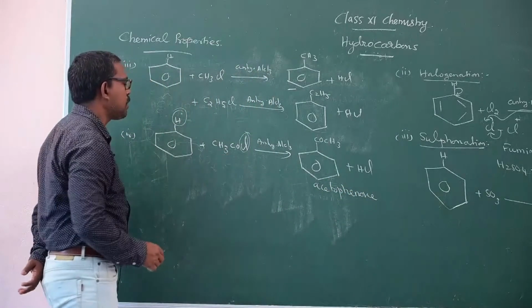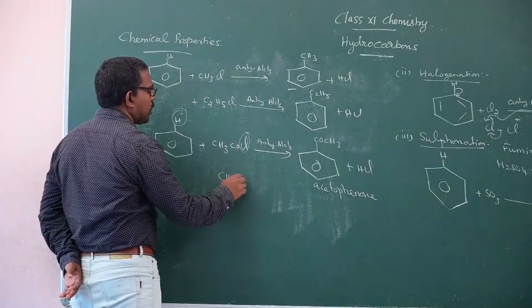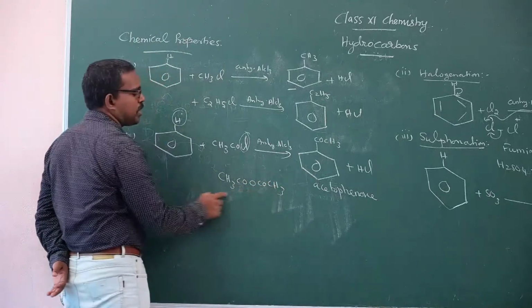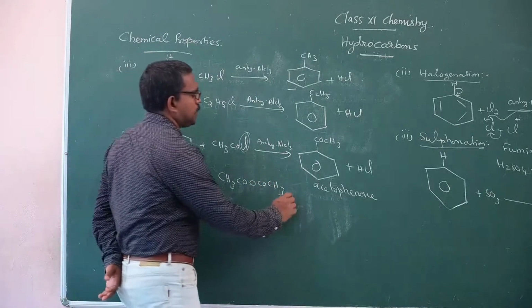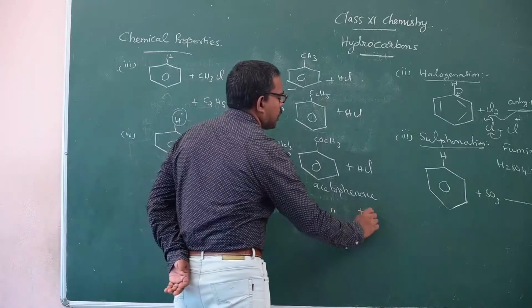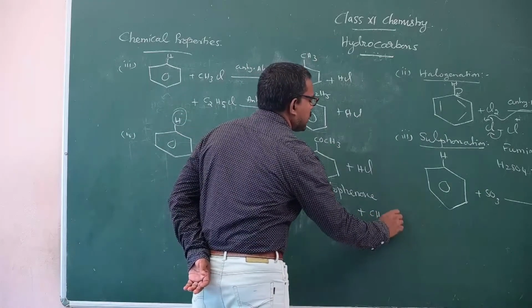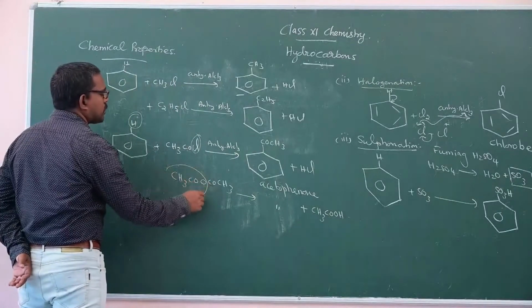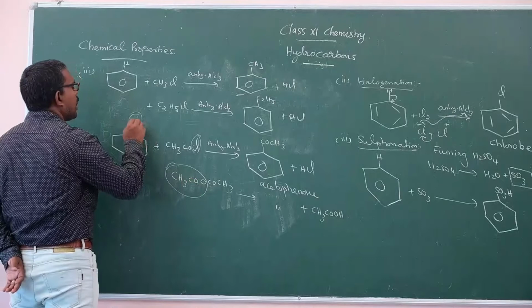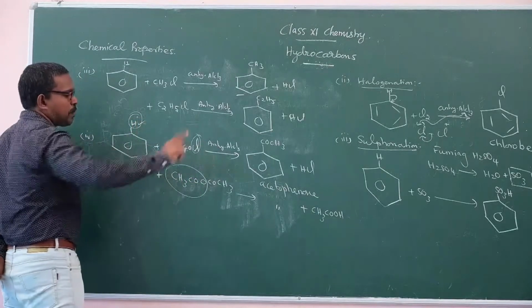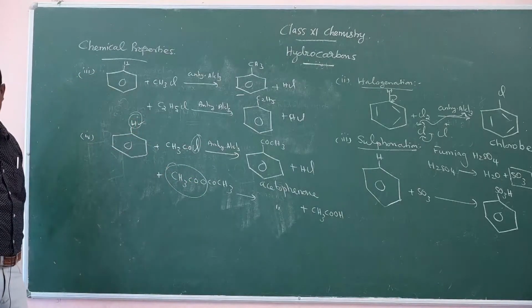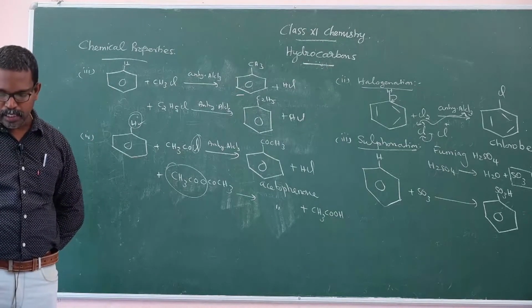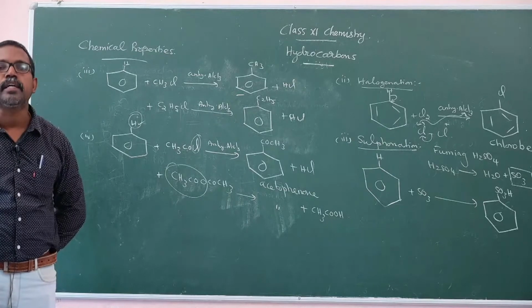Suppose in place of acetyl chloride, you use acetic anhydride. The same acetophenone is formed and the byproduct is acetic acid. In this reaction, this CH3COO and this H are removed in the form of acetic acid. So this reaction is called Friedel-Crafts acylation reaction.